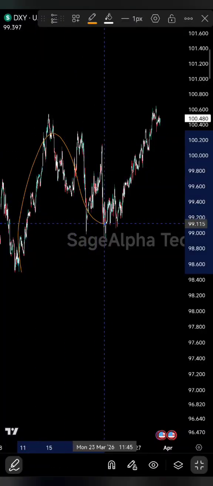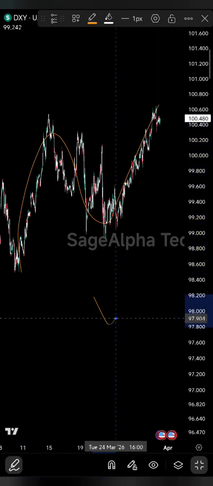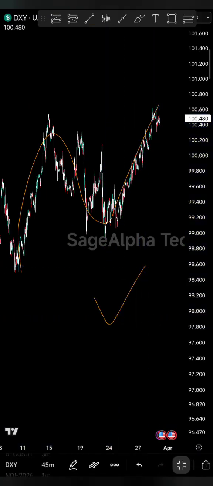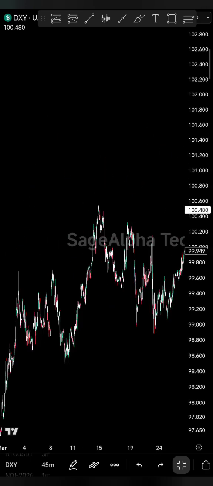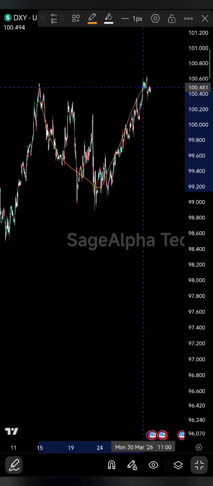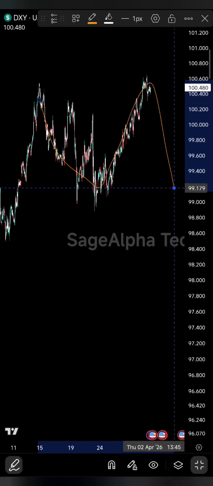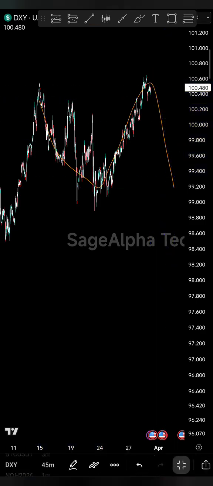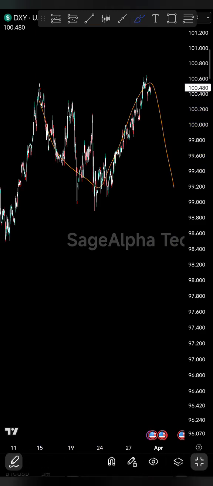All right, let's take a trade on the Forex pairs in our Forex portfolio. So this is the DXY, the dollar index. We're going to analyze the dollar index and use it to take a trade on the Euro and the GBP. Okay, so let's see this.